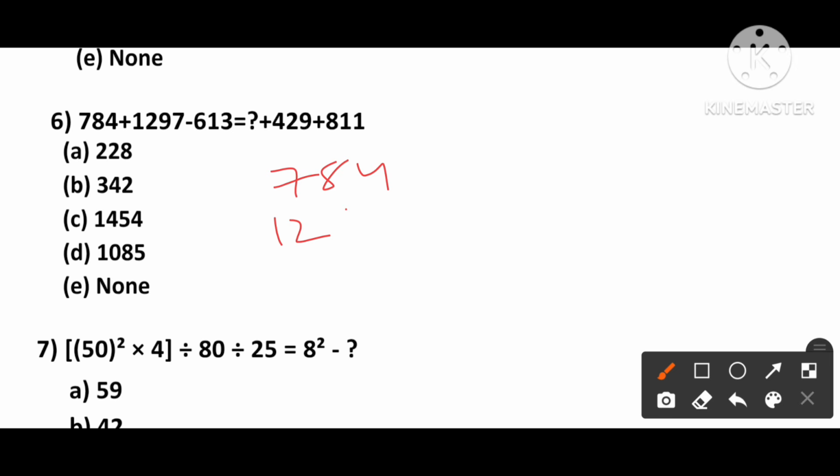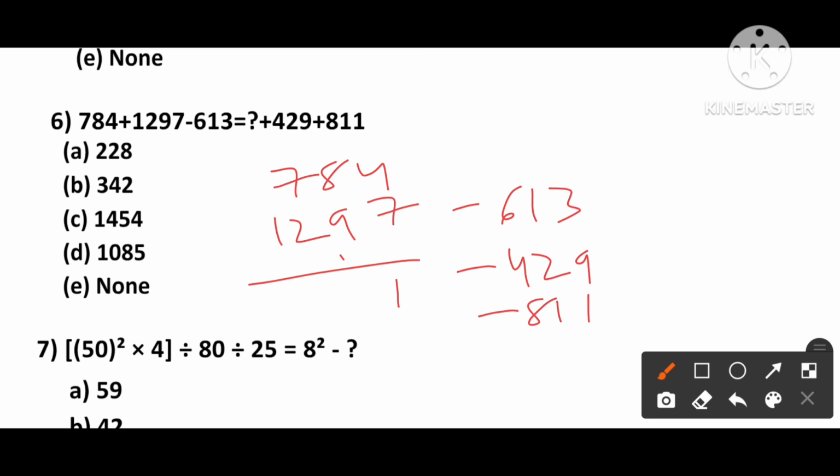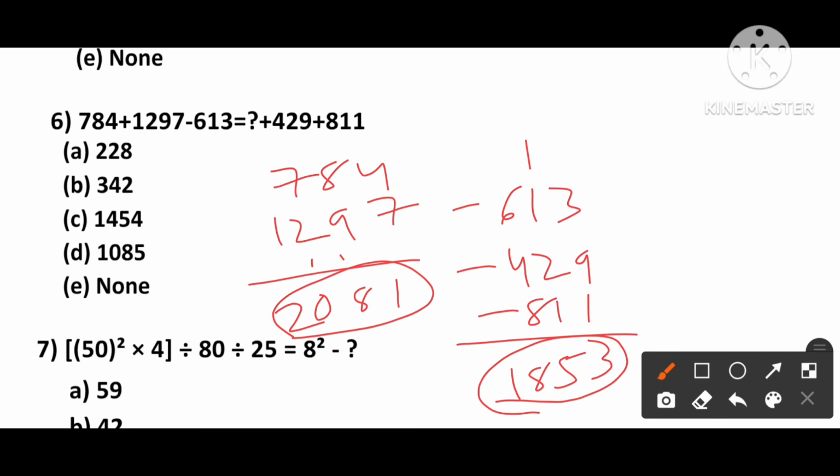784 1297 minus 613 minus 429 minus 811. So what we have here is 18. This will be 10 2081. Here what we have is 13 5. So 1853. So difference between 2081 minus 1853, which will be 8, 2 and 2. So answer will be 228. Option A is our answer.